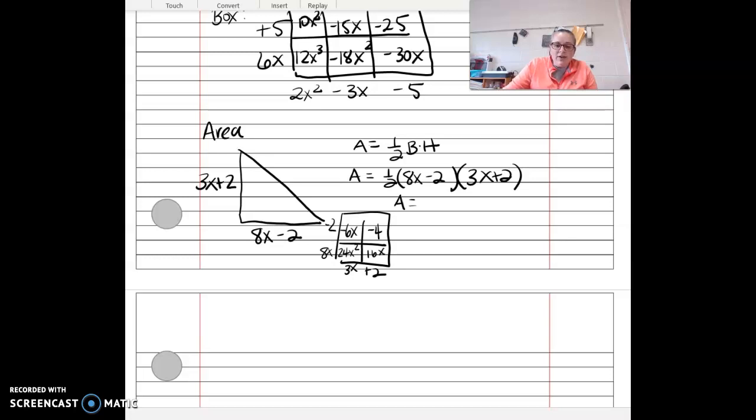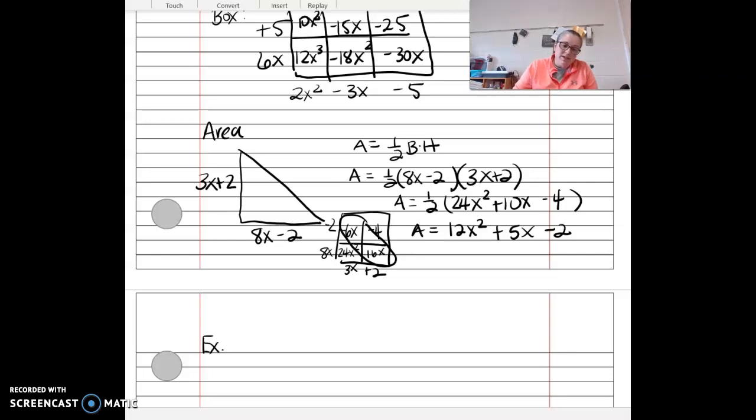So I'm actually looking at the area is equal to 1/2 of whatever I get here. So I have 24x squared, and then I have 10x, because when I combine like terms in the middle, negative 6x plus 16x is 10x. And then I have a minus 4. So we need half of this. So area is equal to half of 24, which is 12x squared. Half of 10x is 5x. And then half of minus 4 is minus 2. So the area, because we don't know what x is, is 12x squared plus 5x minus 2.